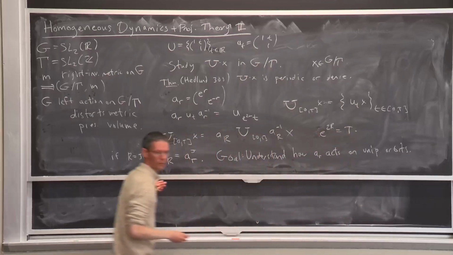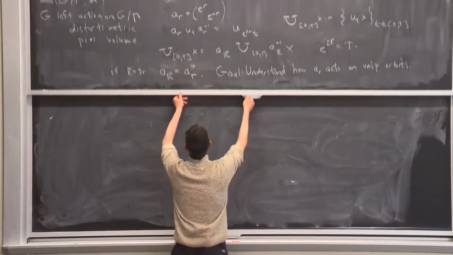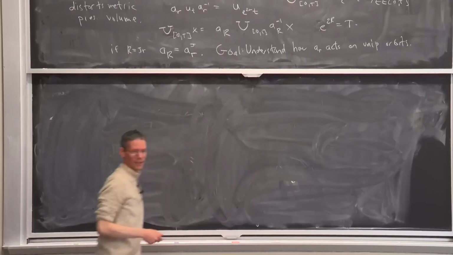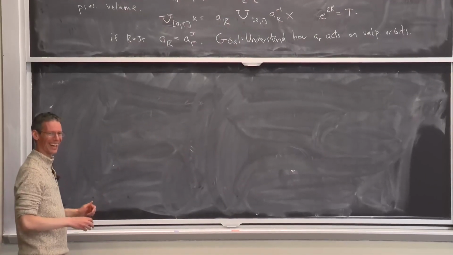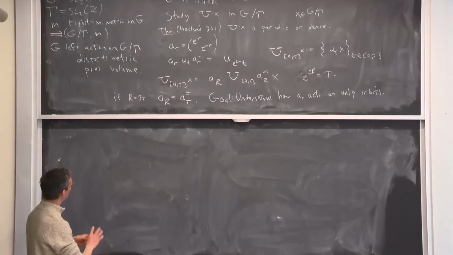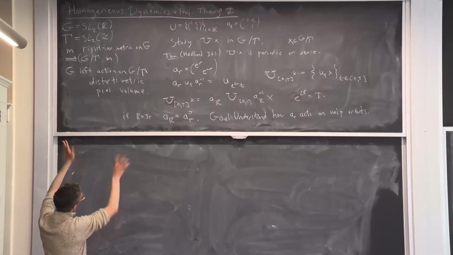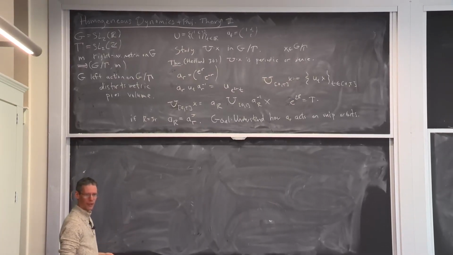OK. So we made a picture of this at the end of class last time with models and props and everything. And this picture is the main tool that we're going to think about for homogeneous dynamics. So I'm going to draw this picture again, and then we're going to talk about why it is the way we drew it.